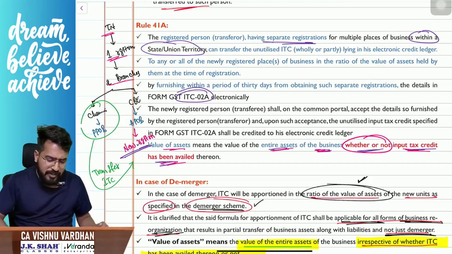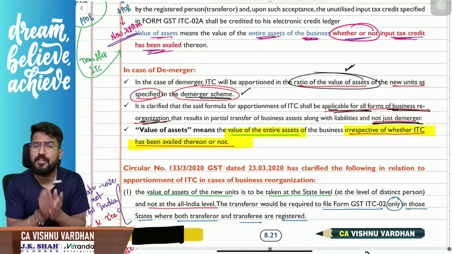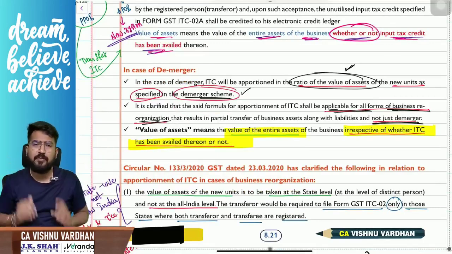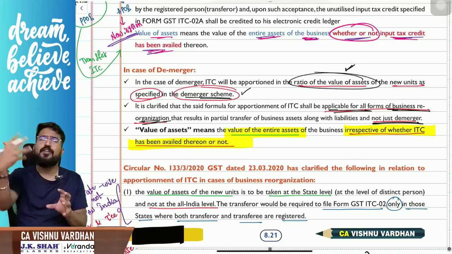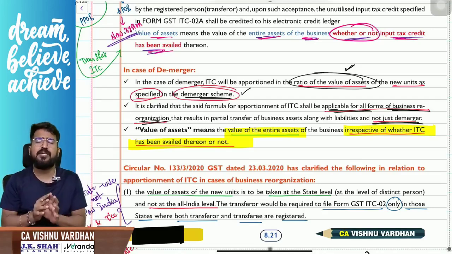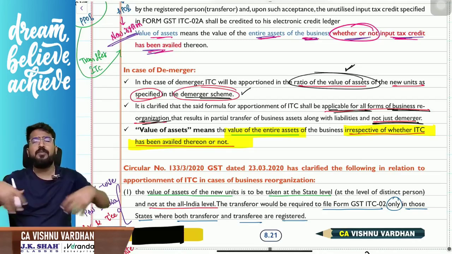So what is rule 41A talking about? Please understand, in rule 41A what they are trying to tell is that in one state I have one registration but 2 different places of business. Now what I am doing for the additional place of business, I am taking a new registration. That means in the same state I had one registration earlier, now I am taking a new registration.